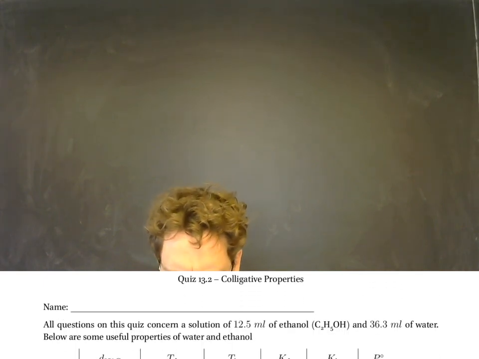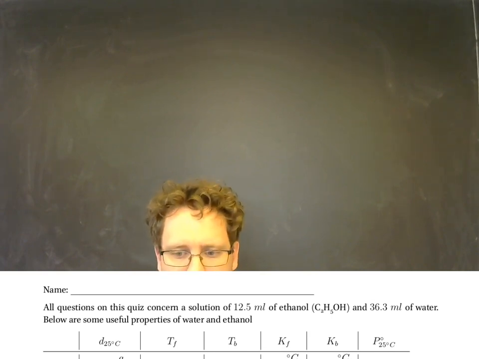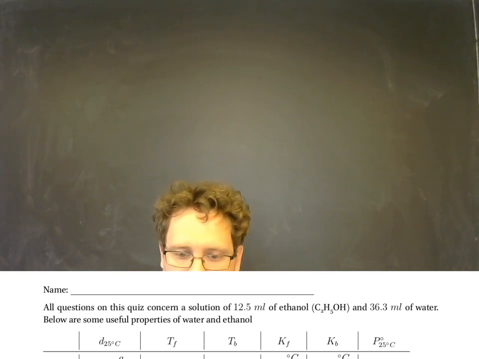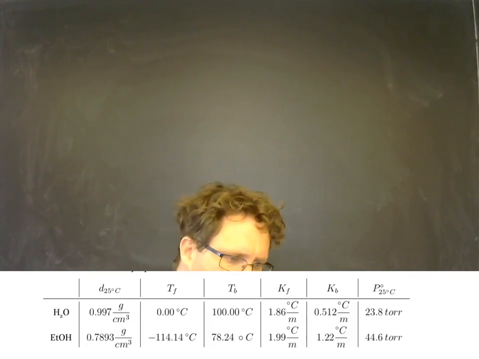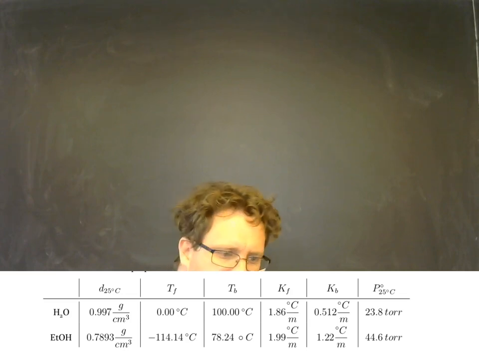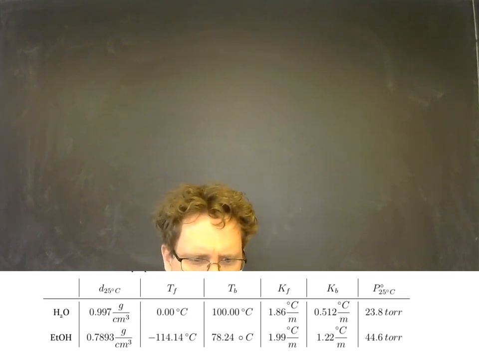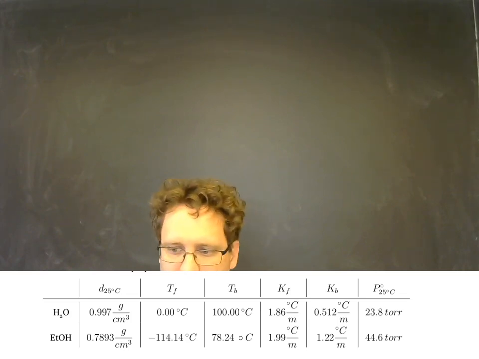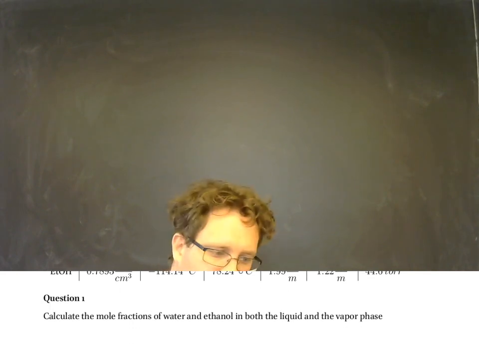Scrolling down, all questions on this quiz concern a solution of 12.5 milliliters of ethanol mixed with 36.3 milliliters of water. So we have a mixture of two components. Here we have a table with their densities, freezing points and boiling points, freezing point depression constants, boiling point elevation constants, and vapor pressures for the pure substances at 25 degrees Celsius. So a lot of data there that we may need to reference. Let's move on to the first question.